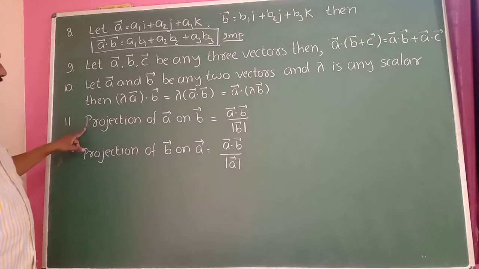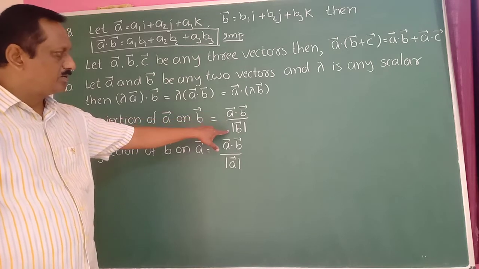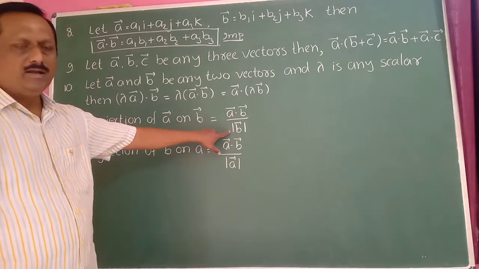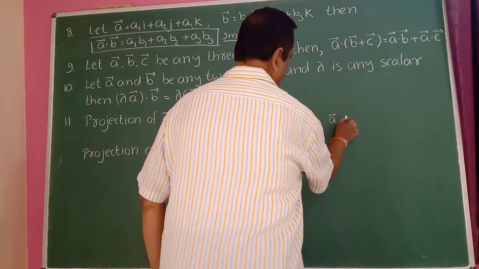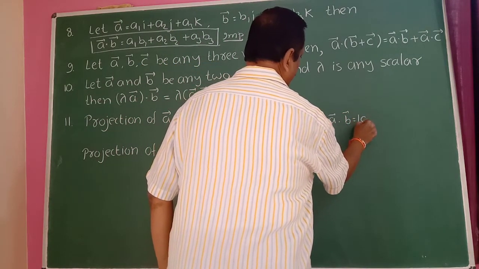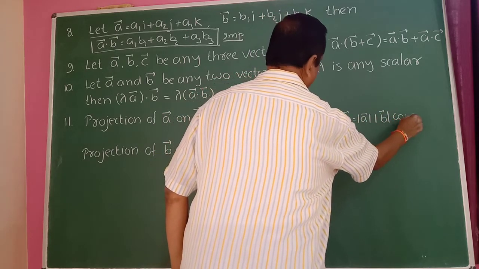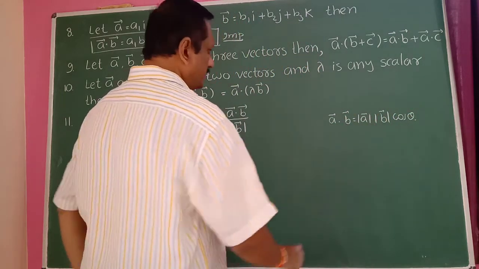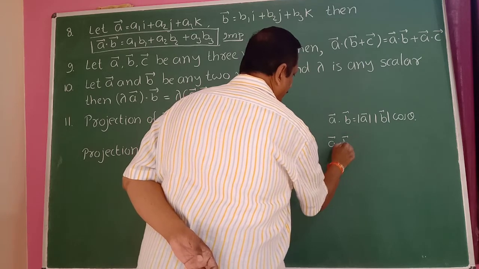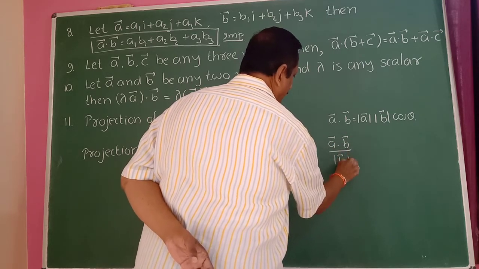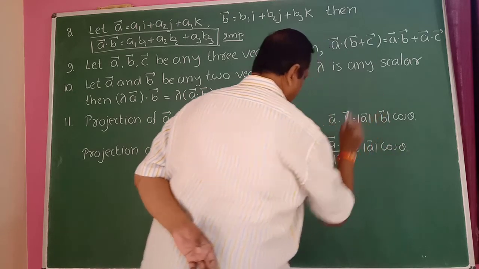Next, 11th one: projection of A bar on B bar is equal to A bar dot B bar divided by modulus of B bar, because you know the definition. A bar dot B bar is equal to modulus of A bar into modulus of B bar into cos theta. You just take modulus of B bar this side, it gives A bar dot B bar divided by modulus of B bar is equal to modulus of A bar into cos theta. Just observe here.